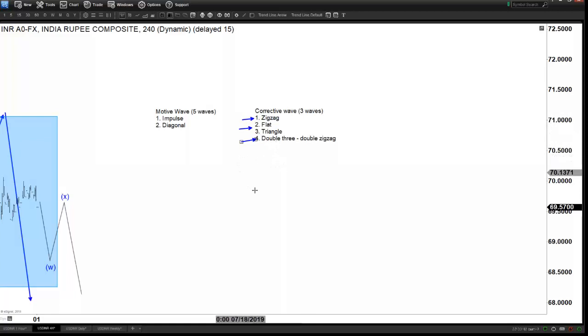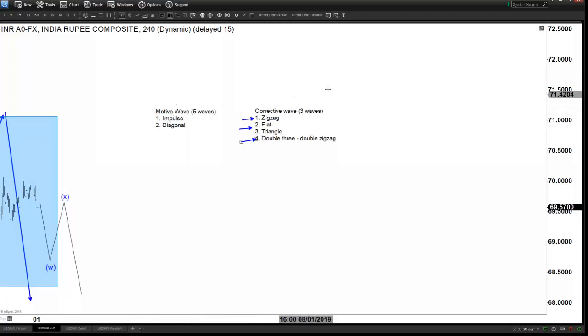So this is what we call a motive wave on the left side. From this low to this high is what we call a motive wave. If you remember, a motive wave is 5 waves. Can someone see which 5 waves it is?